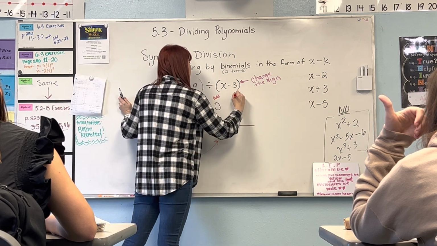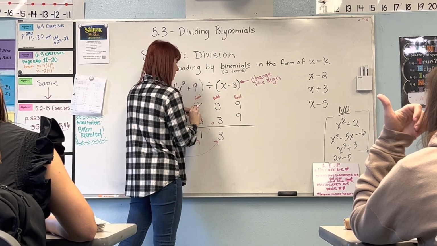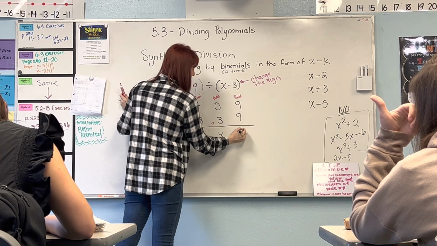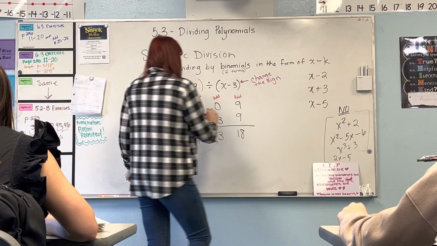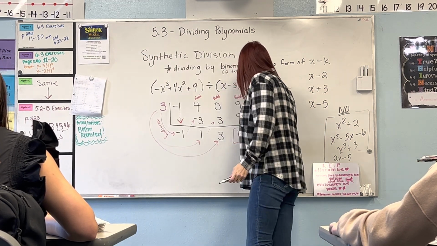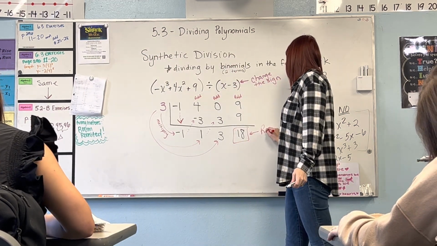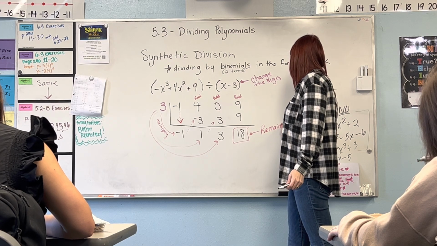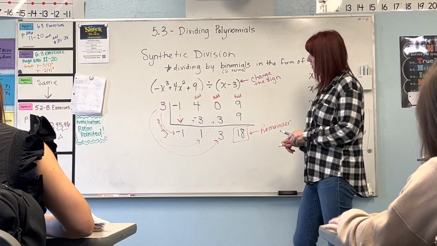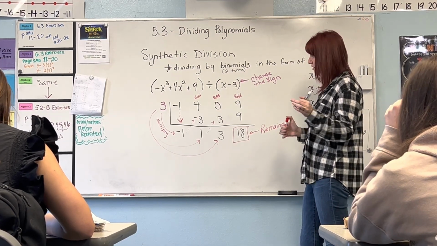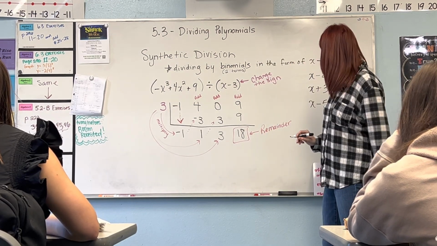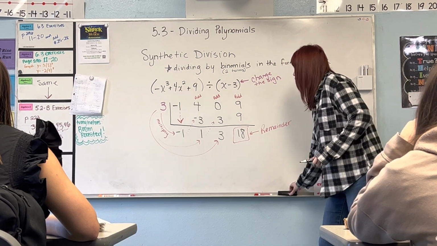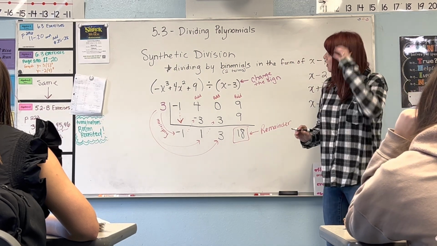So what does this mean? The last number right here, if you get a number, is the remainder. We did this in Algebra 1, it was part of chapter 7, I think. Alright, your final answer.